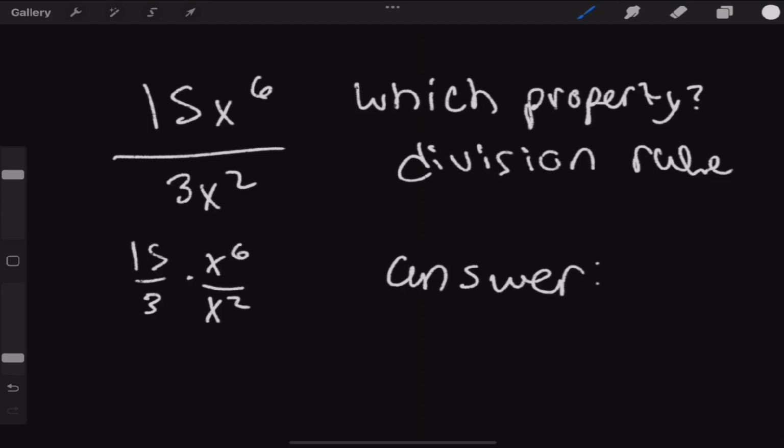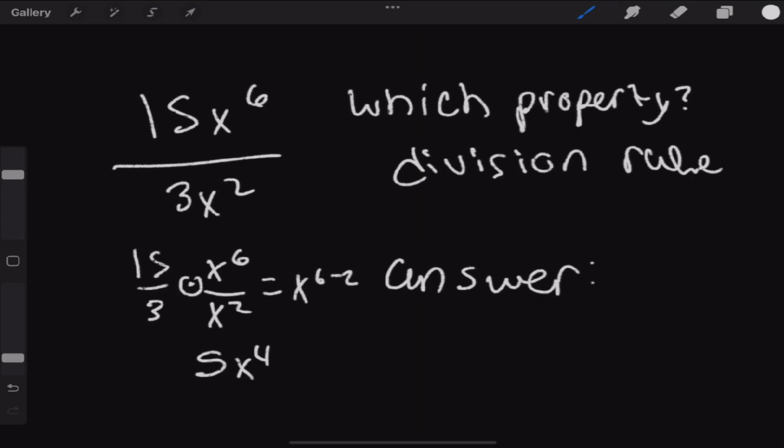So you solve this one, 15 divided by 3, that is 5. And then x to the 6th divided by x squared. If we go back to our division rule, it says that you have to subtract your exponents. So this would equal x to the 6th minus 2, and we get x to the 4th.